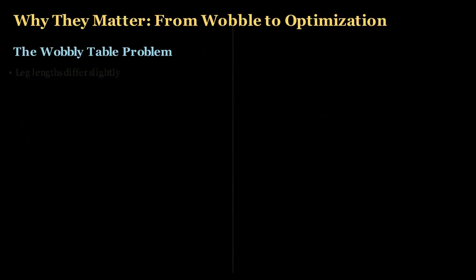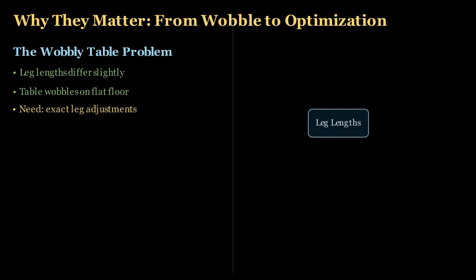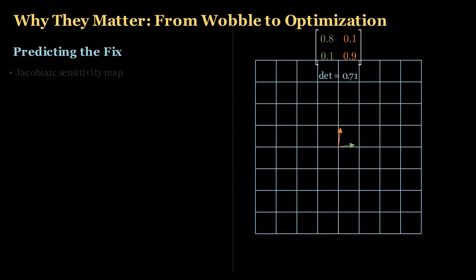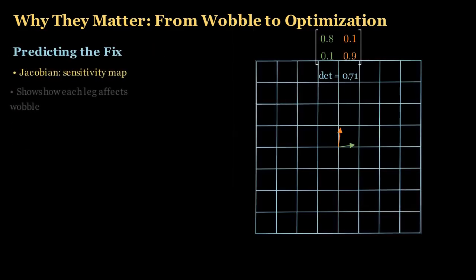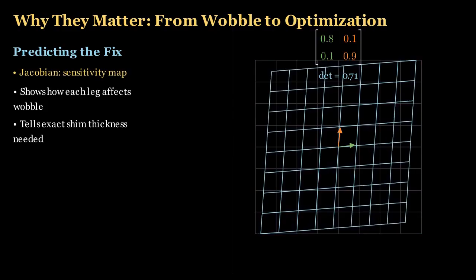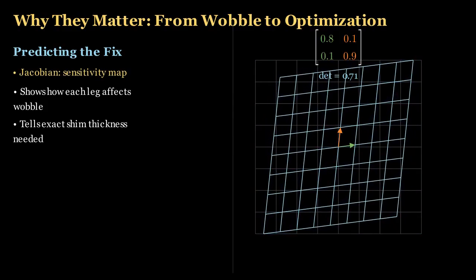We just defined the Jacobian and Hessian. Now, let's see why they matter. Imagine a wobbly table, each leg's length is a variable, and the wobble is an error we want to eliminate. The Jacobian acts like a sensitivity map. It tells you precisely how much the wobble changes when you adjust a single leg, so you can calculate the exact shim thickness to stop the rock in one go.